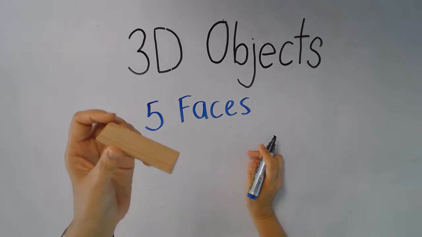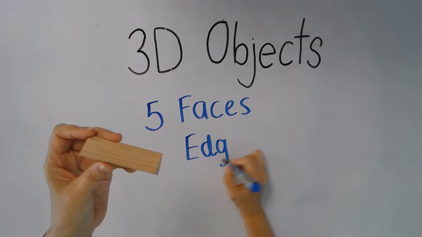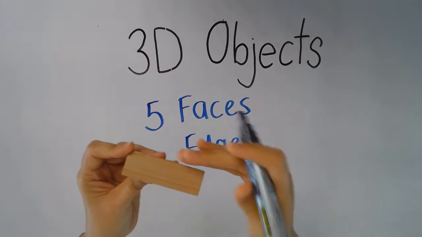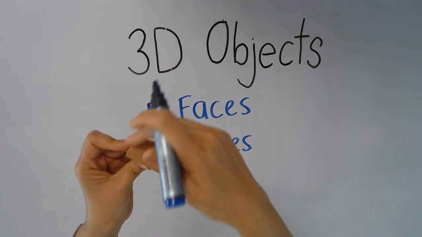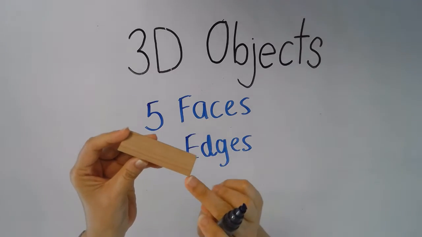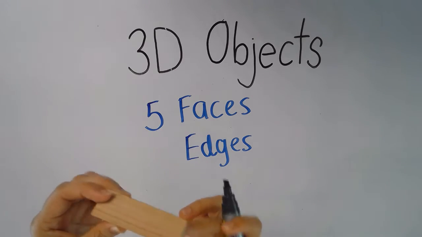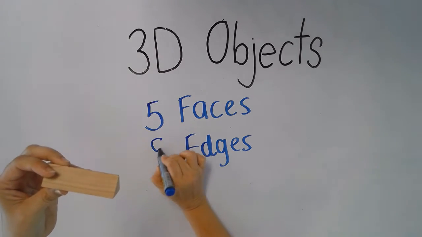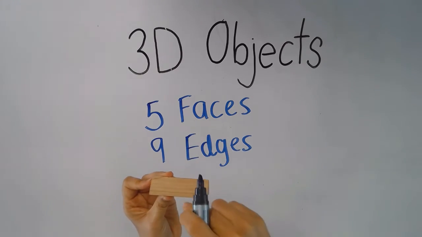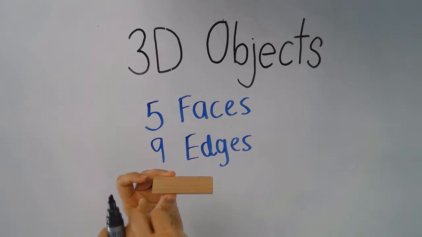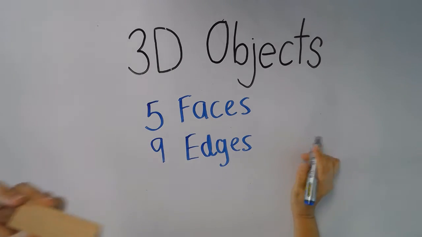Now we need to count the number of edges. So our edges, now remember our edges are where the faces meet. So there is one edge on the top, two, three, four, where that rectangle is, five, six, seven, and then underneath, eight, nine. So on here, there are nine edges. That's a little bit tricky. I'm going to try that one again. One, two, three, four, five, six, seven, eight, nine. Correct me if I'm wrong, but I'm pretty sure that there is nine on that one.